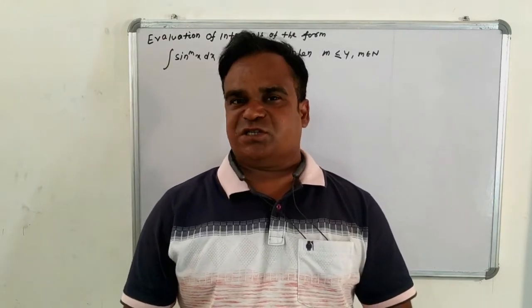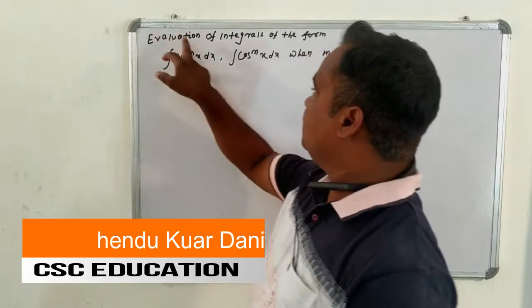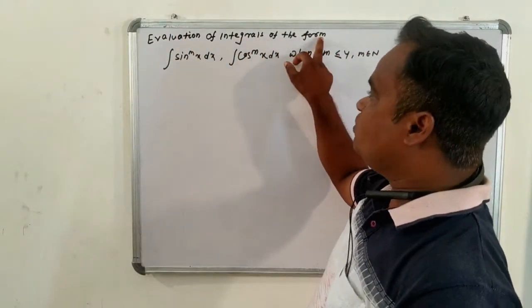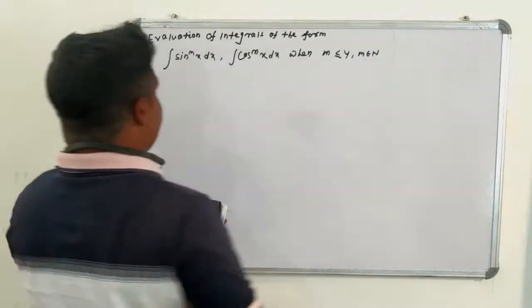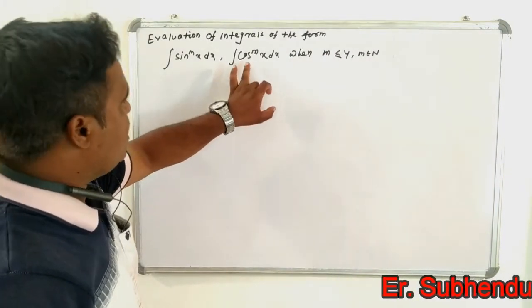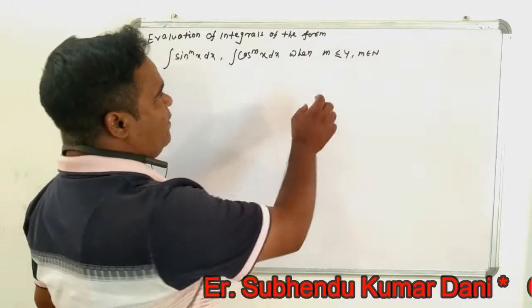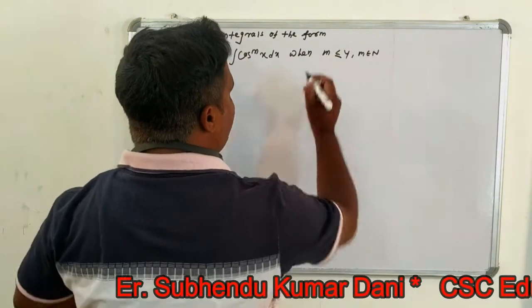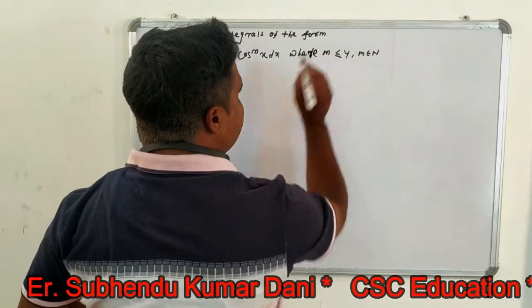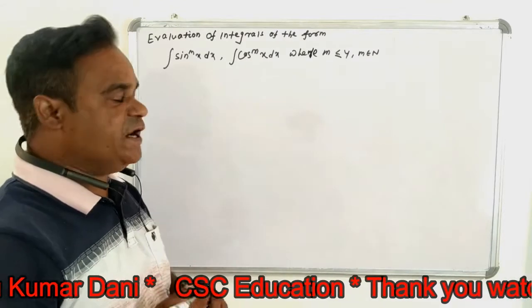Today I am discussing the topic evaluation of integrals of the form sine to the power m of x dx and cos to the power m of x dx, where m is less than or equal to 4. Here m belongs to N, the natural numbers.